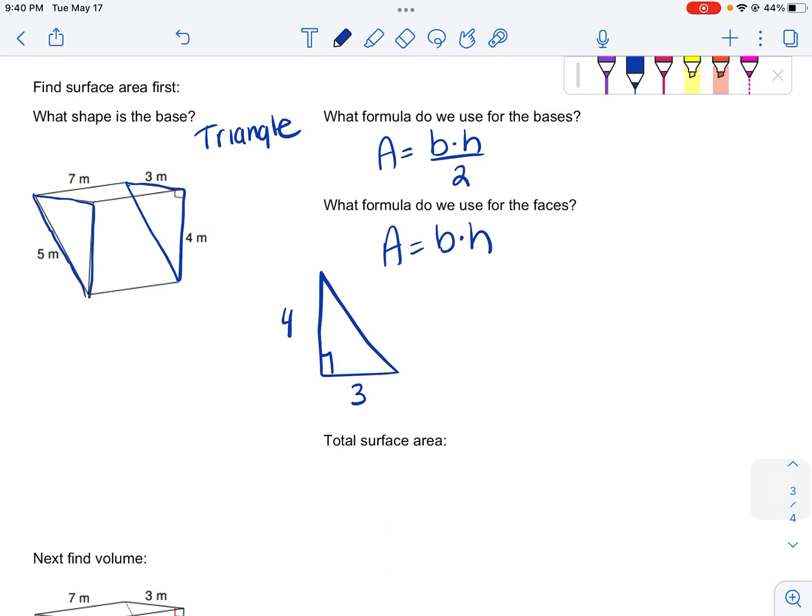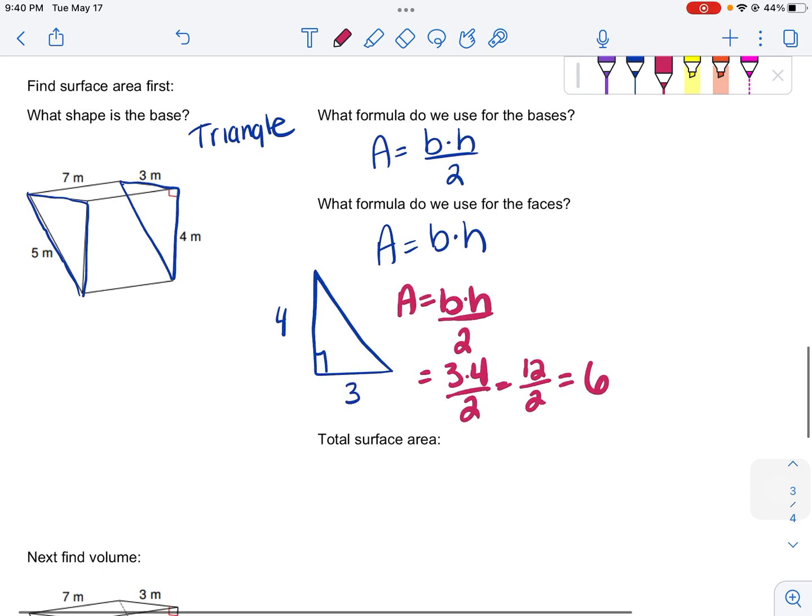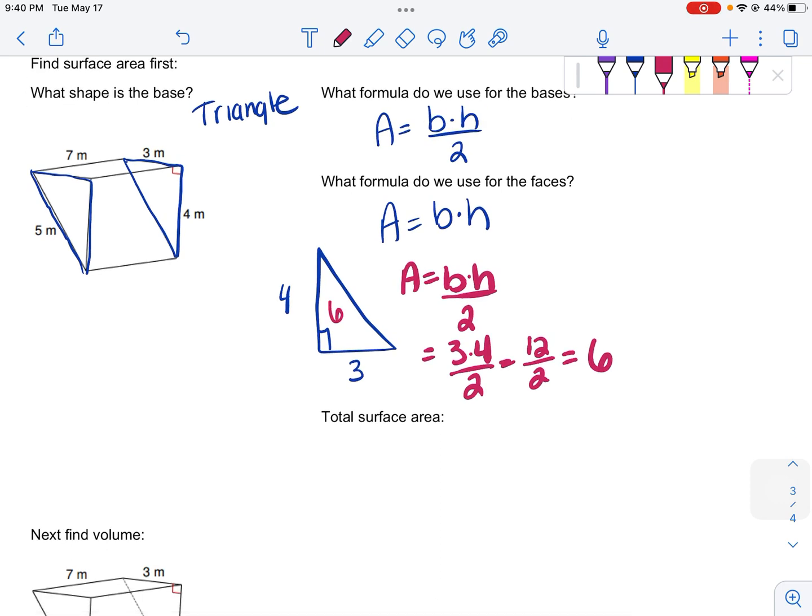So that shape has kind of been laying funny. So I can find the area of the triangle using the base and height of 3 and 4. So the area for a triangle is base times height divided by 2. So that's 3 times 4 divided by 2, or 12 divided by 2, which is 6. So the area for this triangle would be 6 meters squared.